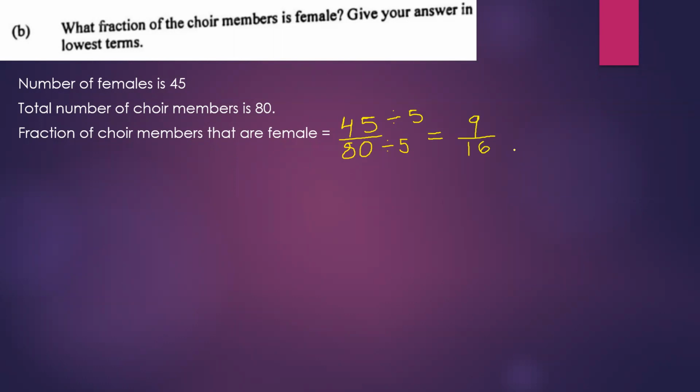That's exactly it. You can't go lower than that, because 16 and 9 don't share a common factor. All right, that's that. Go right along.